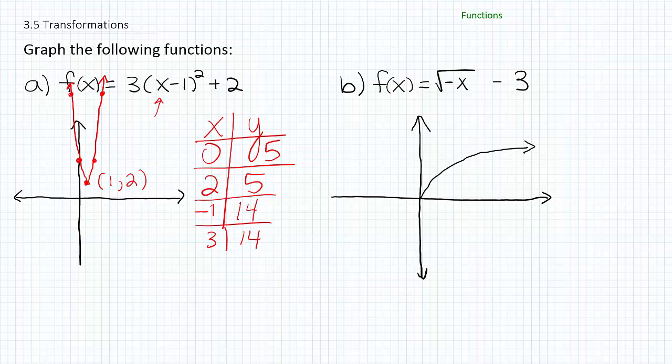The next function should look like this half parabola on its side. Of course, we know that the function has been transformed, so it's not going to look exactly like that. But let's think about what transformations have been made here.